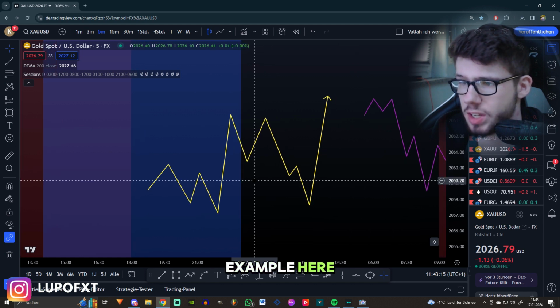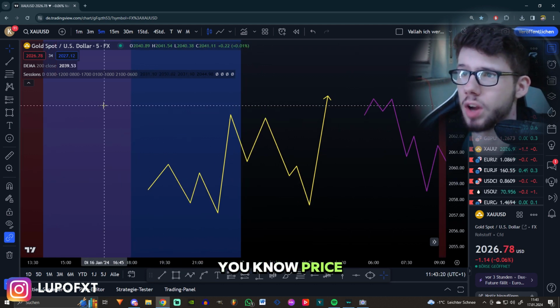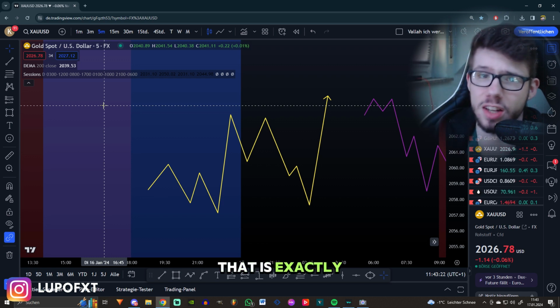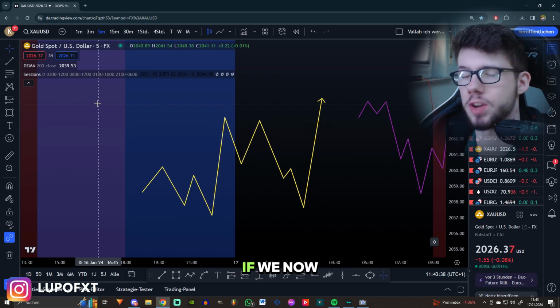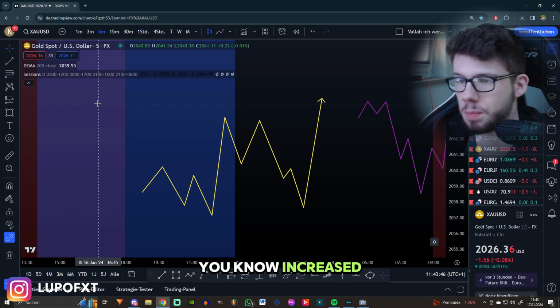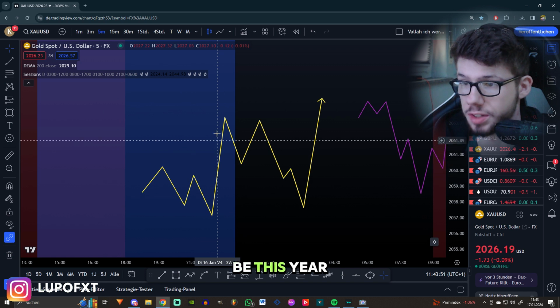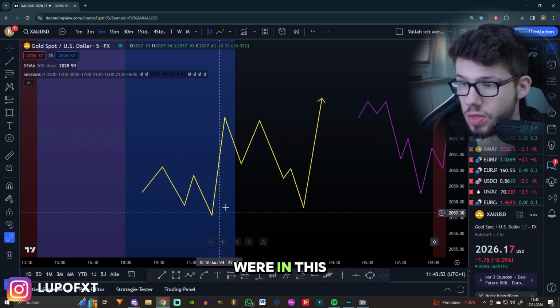On the other example here we can see demand. So if we know that demand is just price rallying up, that is exactly what we want to be looking at, right? If we now know that we are looking for price to just rally up like crazy, this is exactly what we want to be looking at. Where can we see increased buying within these line charts? Well, the most obvious one would be this here. It completely shot up whenever we were in this area.